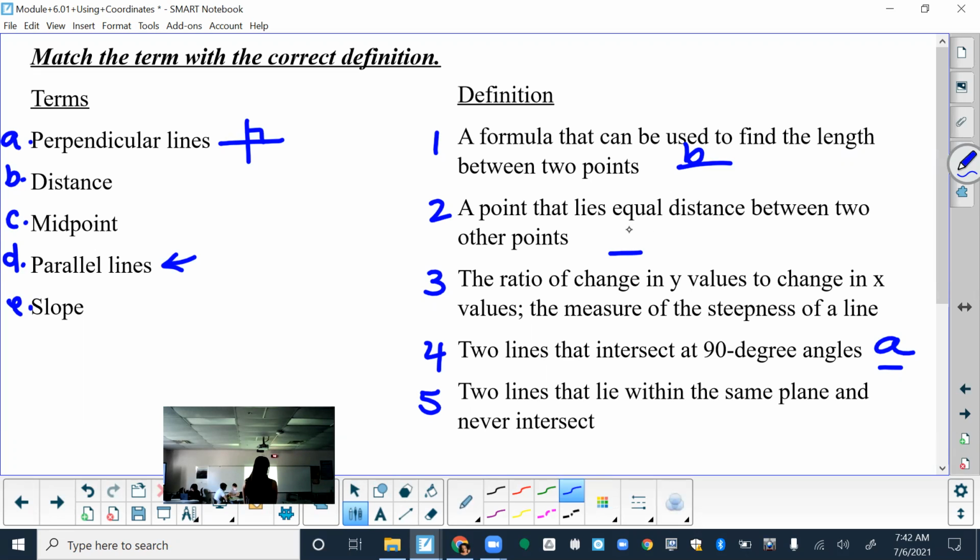You can call it out, you don't have to raise your hand. Midpoint. Good. Ratio of change in y values to change in x values, or steepness of a line. Slope. Good. And lastly, 2 lines that lie within the same plane and never intersect. Parallel. Good. All right, if you didn't match it up like this, just kind of go through, make the change.